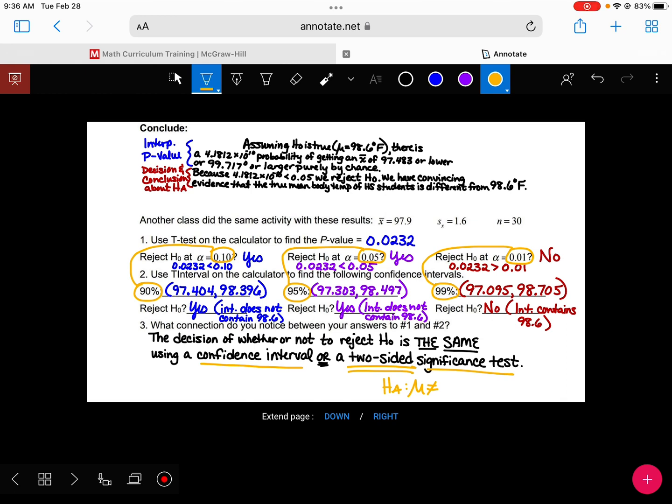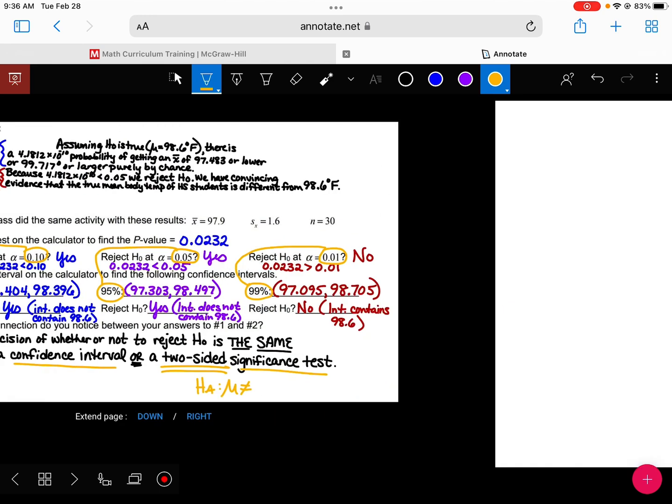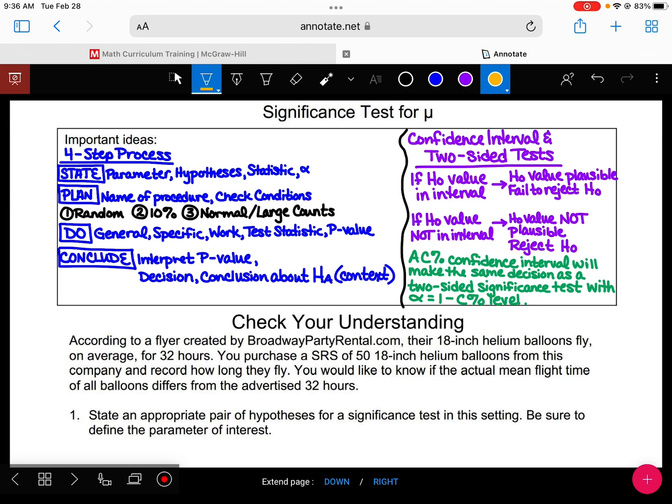Flip it over, talk about our big ideas. Four-step process is the same. If you guys want to copy it down again, I think we've written it down 5 or 6 times now. Four-step process isn't going anywhere, does not change. When we do a significance test, we need 4 pieces in our state, though. Confidence interval, we only need 2, 3. You don't have to put your statistic there.